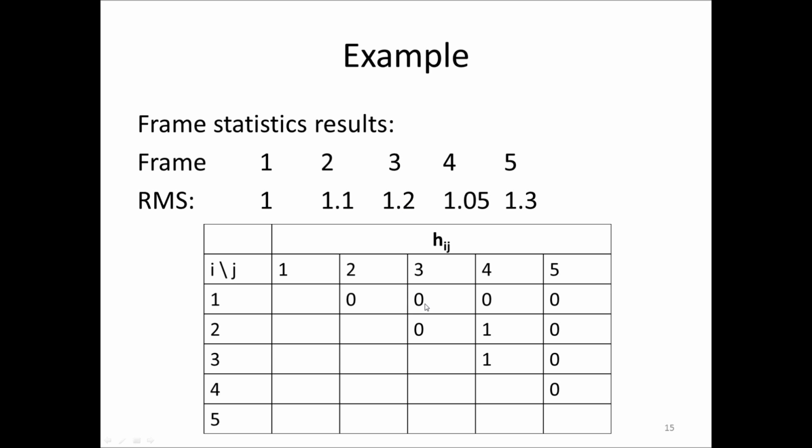Then in the second row, we go to 1.1. This is y_i. Then we compare that with 1.2. It's not larger. With 1.05, yes, it is larger, so we get a 1. And 1.3, no, it's not larger, so we get a 0. And so on until we have filled the entire upper triangular matrix. Then we sum all the 1s, and in this case we obtain an A value of 2.